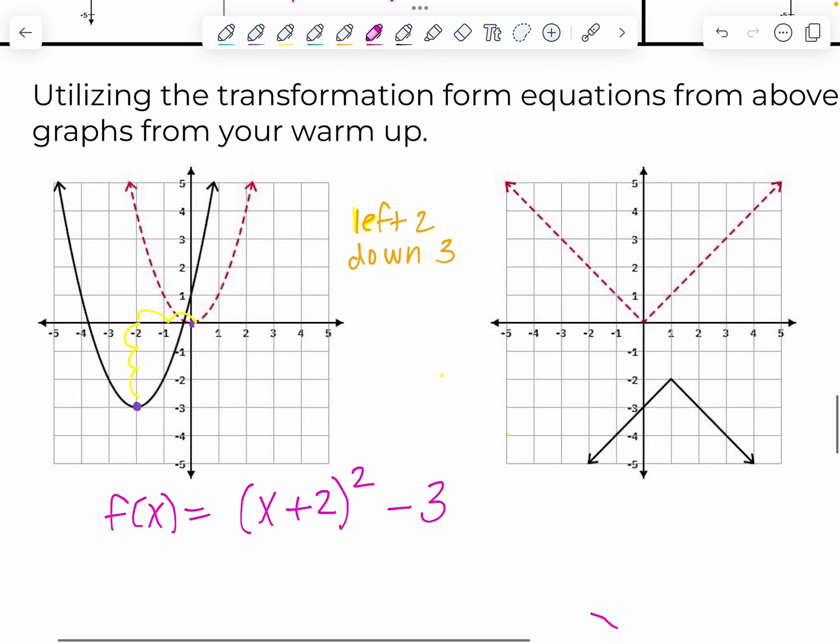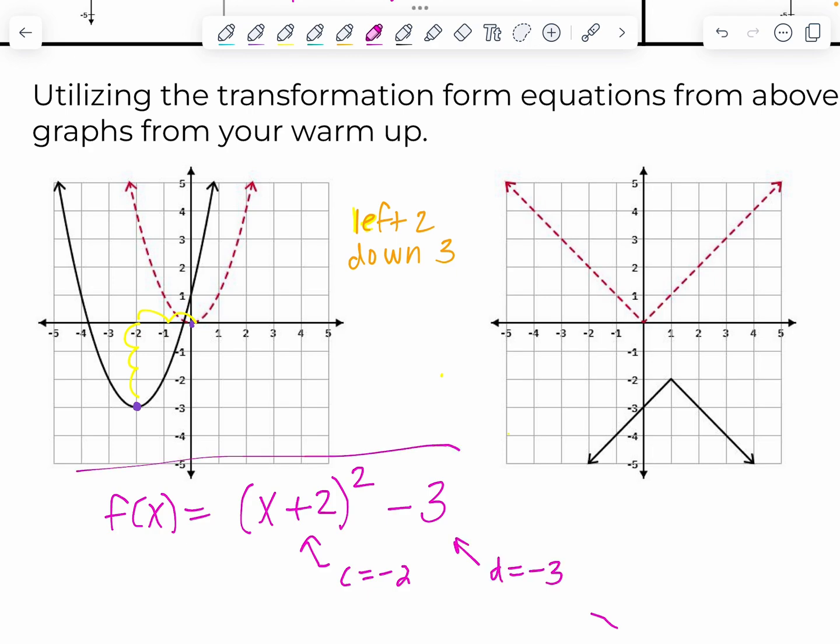So our C value right here is a negative 2. Remember, it's the opposite within that function. It's inside the function because that's a horizontal shifter. And then we've got right here D equals negative 3. So this equation right here would give the graph of the solid line for this parabola.